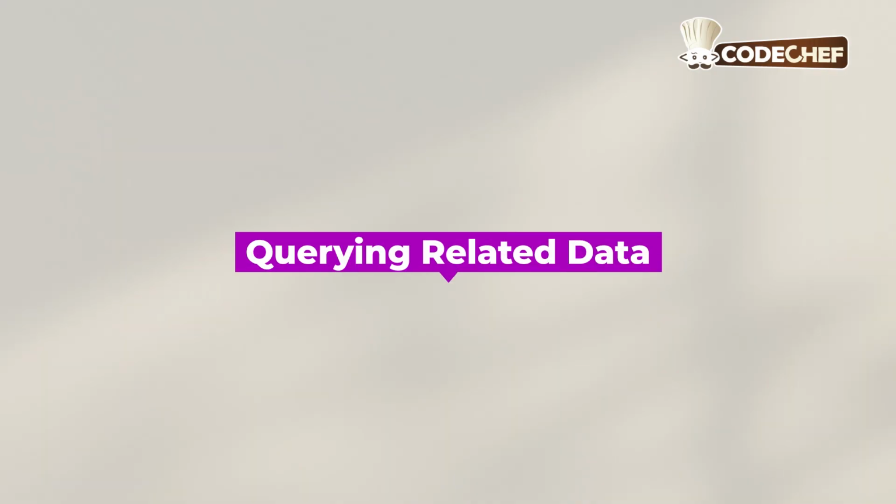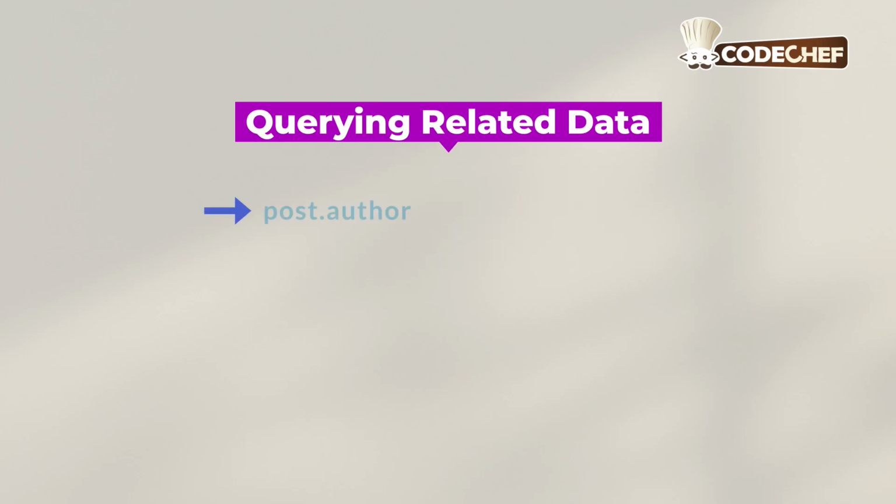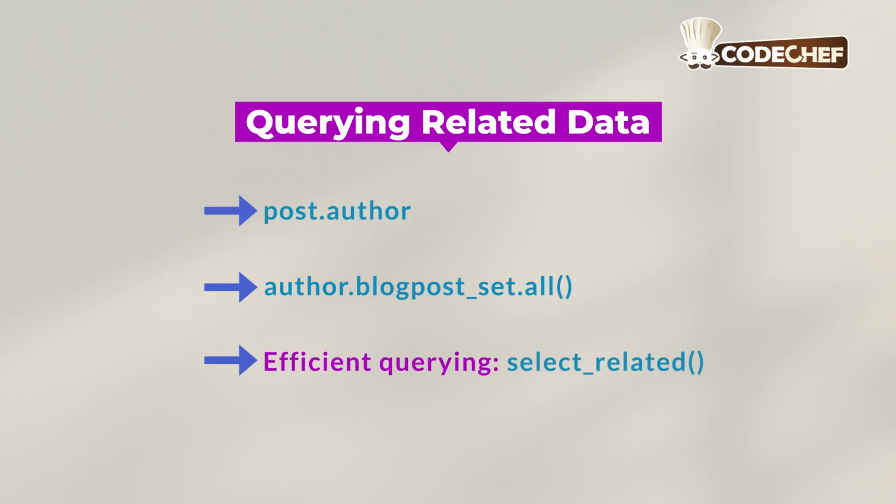Now let's see how to query the related data. You can easily access relationships in the Django ORM. post.author gives the author of a post. author.blogpost_set.all gives all the posts for an author, and using the select_related method makes queries faster by joining the related tables. Now to understand this better, we'll build a small library management system with two models, author and book, connected with a many-to-one relationship. So let's head over to the CodeChef platform.